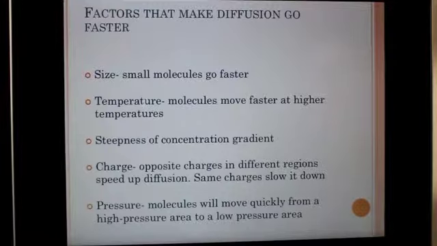Also, charge matters. Opposite charges in different regions speed up diffusion. If you have the same charge, it'll slow down because the molecules repel each other. Also, pressure helps. Molecules will move quickly from a high pressure area to a low pressure area.